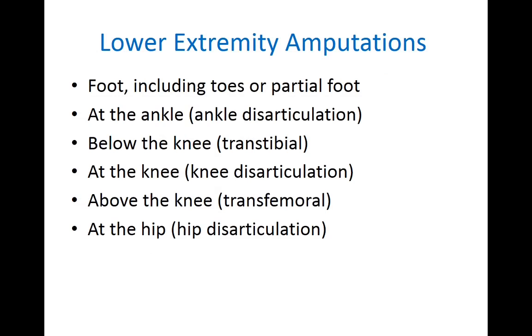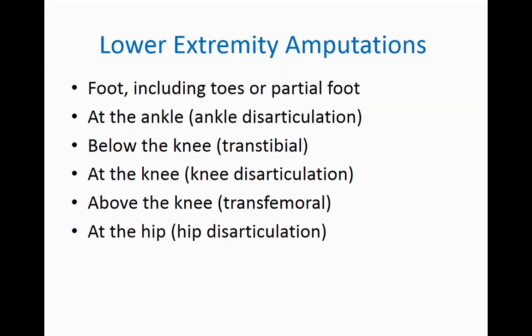In the lower extremity, starting from the foot, there's a partial foot amputation, when the toes are taken off, or part of the foot, from the calcaneum level or talus level. Any amputation that happens in that region is known as a partial foot amputation. Then at the ankle, it is known as an ankle disarticulation or a Symes disarticulation. Then comes the below knee or transtibial amputation. Then comes the knee disarticulation, the above knee and the hip. These are different levels of amputation, and depending upon the amputation level, the prosthesis is given accordingly.